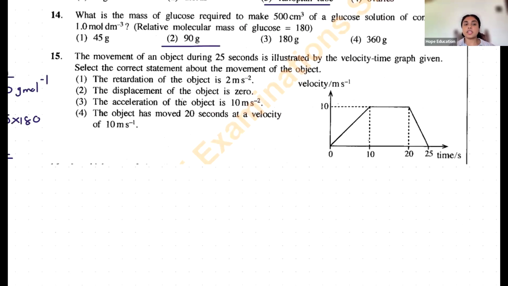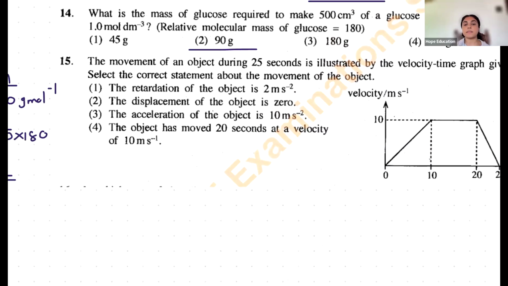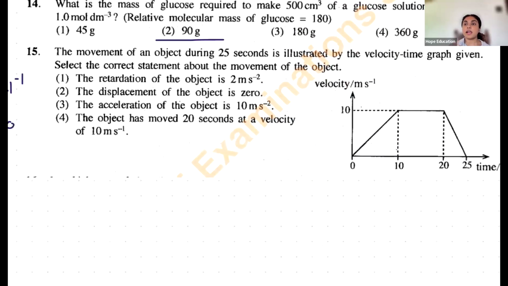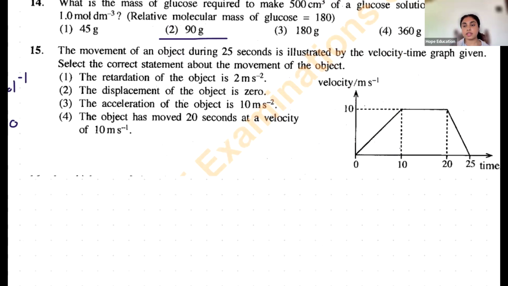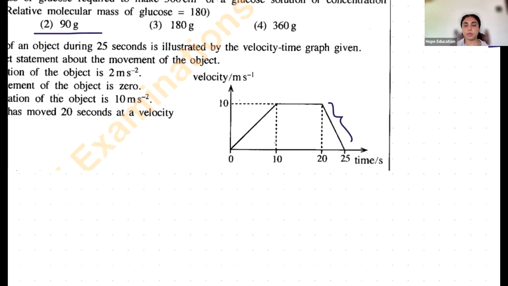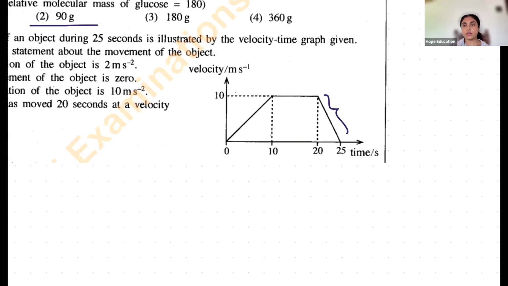The movement of an object during the 25 seconds is illustrated. Retardation of the object is 2 m/s². Remember, whenever they say retardation, they're talking about deceleration. Deceleration can mean a negative acceleration. That is 2 m/s². Let's see. Here, acceleration or deceleration, you get it from the gradient.